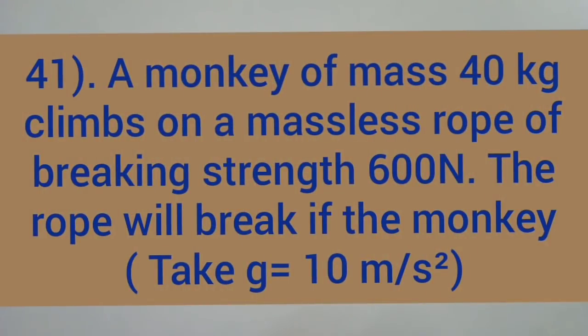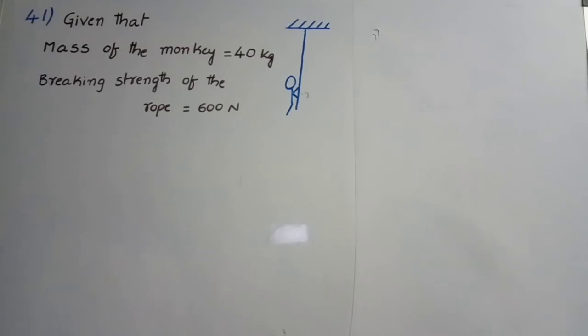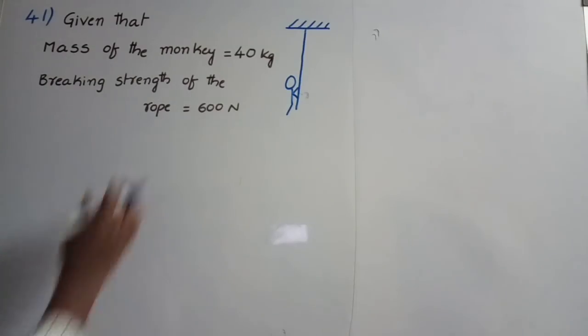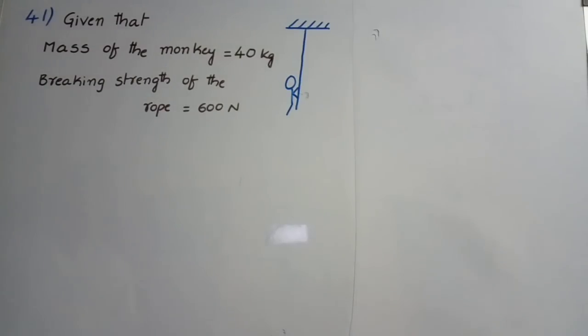Problem number 41. A monkey of mass 40 kg climbs on a massless rope of breaking strength 600 Newton. The rope will break if the monkey, take g equal to 10 meter per second square. According to the problem, a 40 kg monkey is climbing on the rope. The breaking strength of the rope is equal to 600 Newton. Here, with what acceleration can the monkey climb so that the rope will not break?